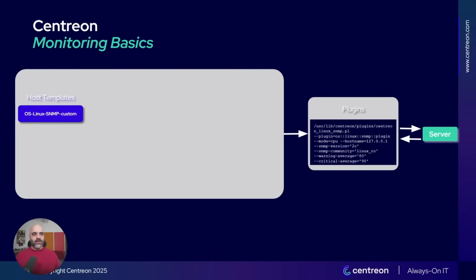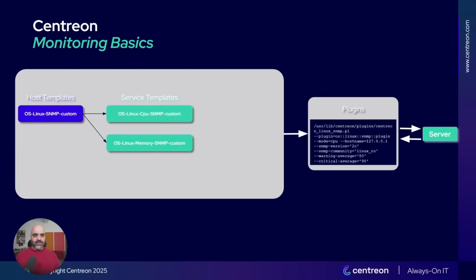First, you will have host templates and service templates. Let's start by defining what hosts and services are. The host is anything that you want to monitor that has an IP. This can be a server, a VM, a container, or an IoT device: lights, cameras, thermometers, etc. Anything that you want to monitor that has an IP.